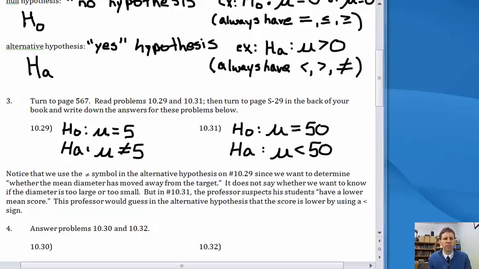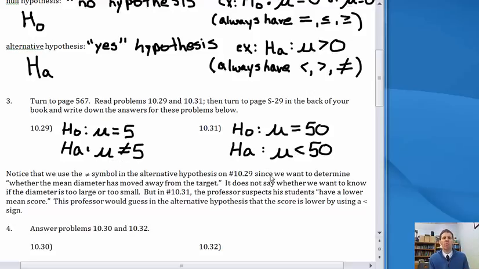So when we look at our answer in 1029, you'll notice in the alternative hypothesis we've used this not equal to symbol. The problem says whether the mean diameter has moved away from target. So moved away means it could be less than, it could be greater than. If we aren't sure based on the question, we're just going to write not equal to. We don't do like mu is less than 5 or greater than 5. We just use a not equal to symbol.